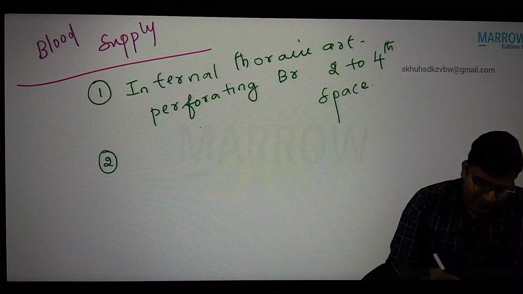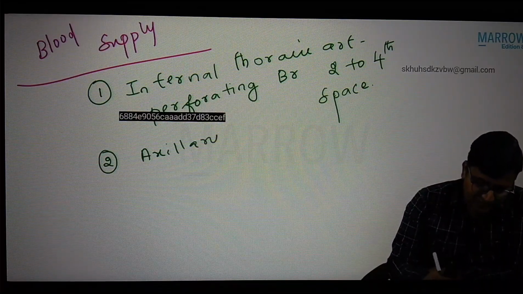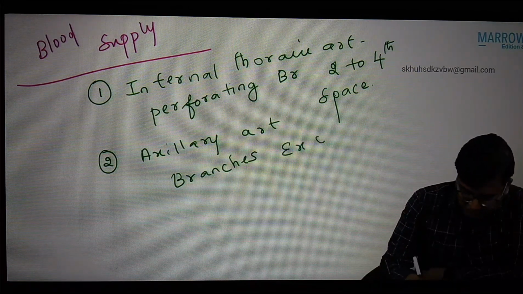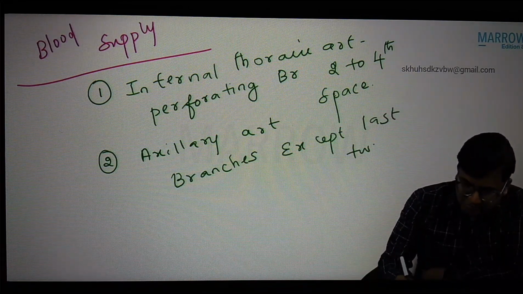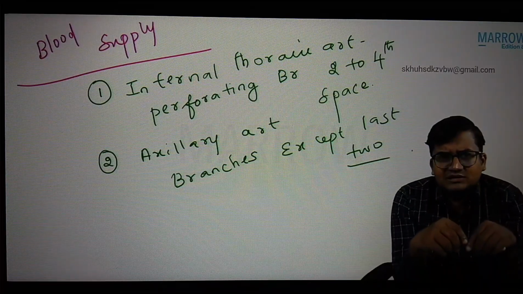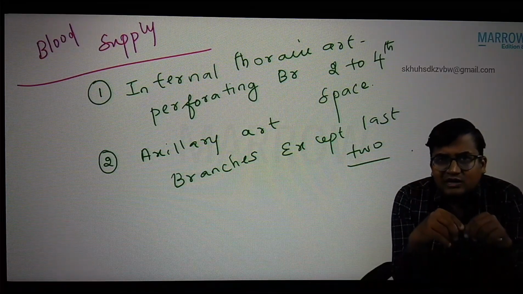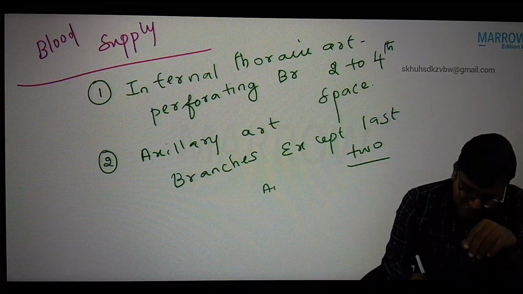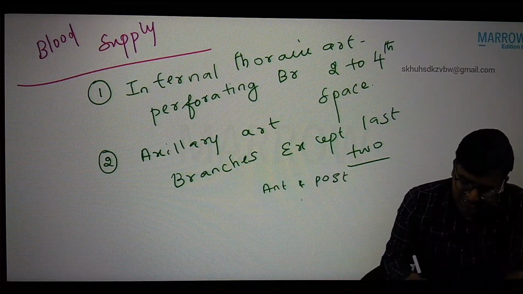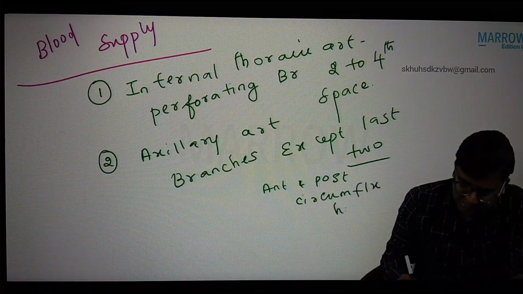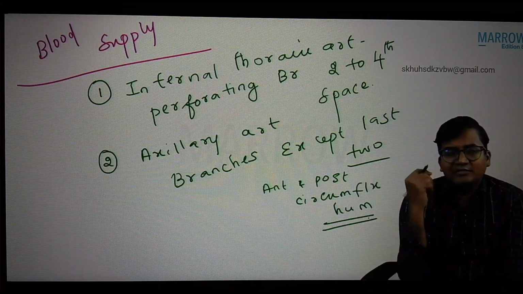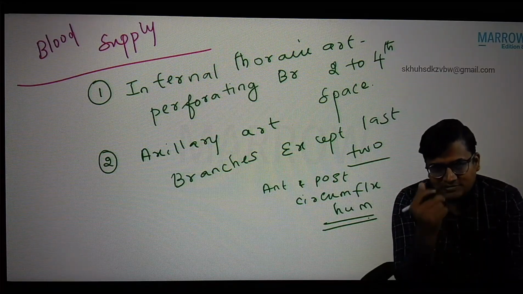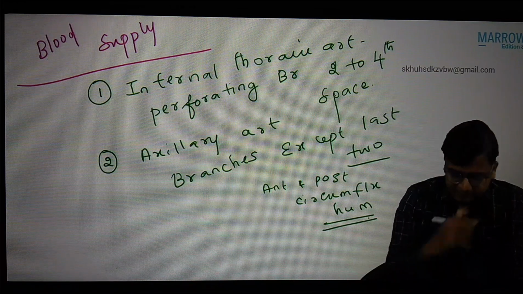It is also supplied by the axillary artery, through its branches except the last two. What are those? The branches from the third part: the anterior and posterior circumflex humeral arteries. Except these two, the remaining branches of the axillary artery will supply: superior thoracic, lateral thoracic, thoracoacromial, subscapular, all these arteries.